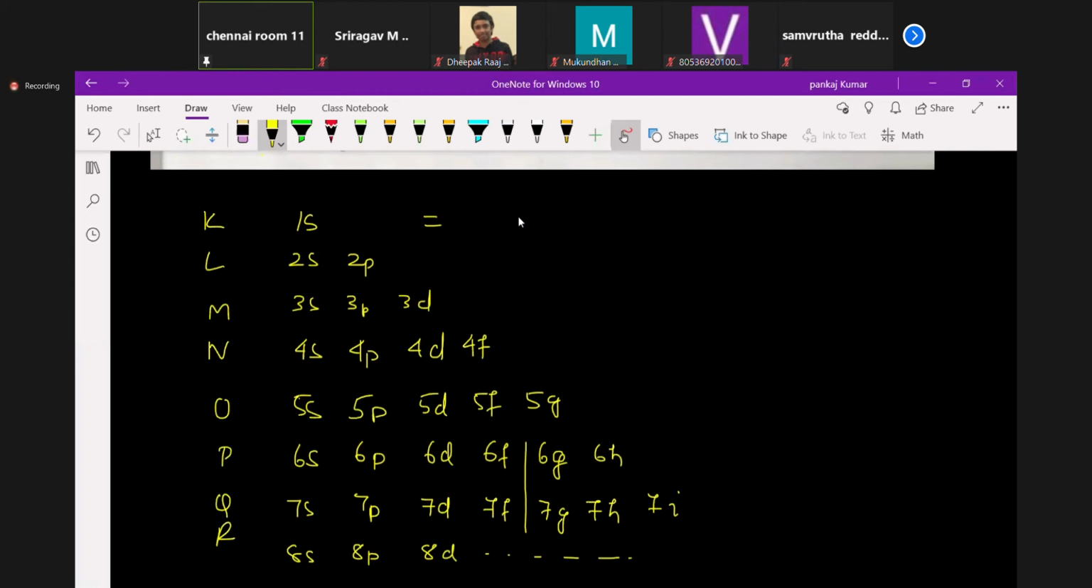So the first shell consists of one subshell. Here we have how many subshells? Here we have 2, here we have 3, here we have 4, here we have 5, here we have 6, and here we have 7.